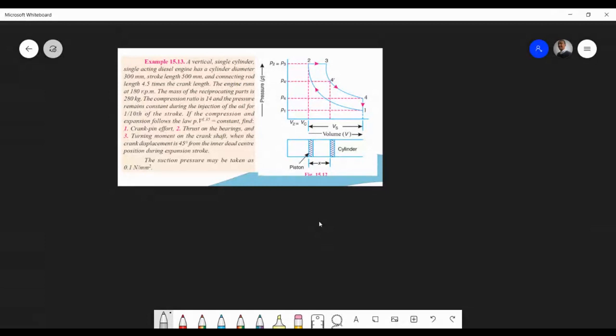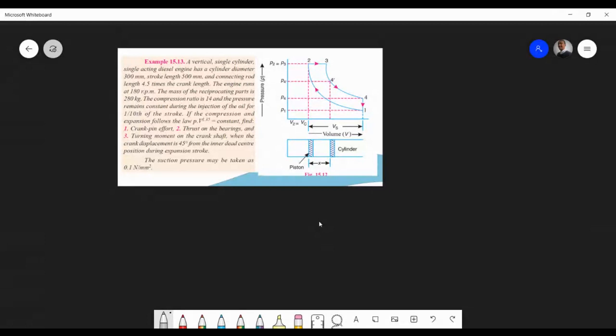Okay, so what is question one from us? A vertical double acting diesel engine, sorry, I had the wrong one. A vertical diesel engine with a cylinder diameter of 300 and stroke of 500, connecting rod 4.5 times the crank length. The engine runs at around 80 RPM. The mass of the reciprocating part is 280. Compression ratio 14, pressure is constant during injection of the oil for a tenth of the stroke. The compression and expansion follow PV^1.5 = constant.